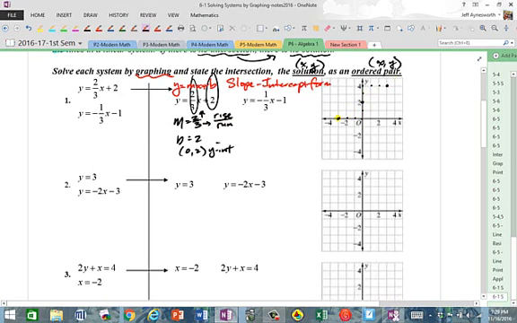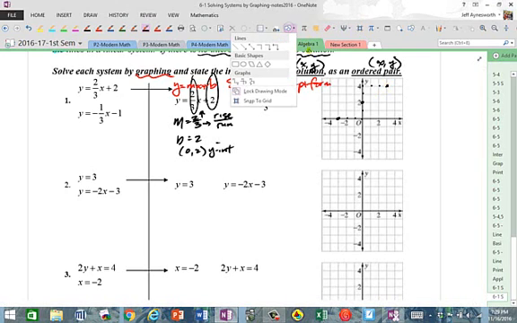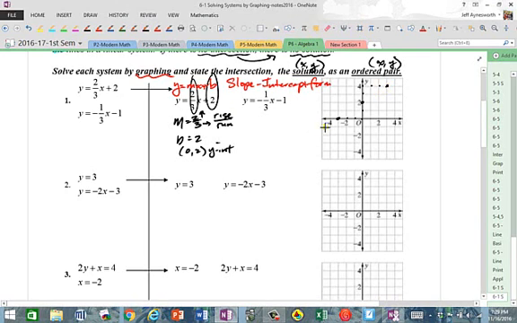1, 2, 3. So notice that we have 3 points that line up on the line, so get your straight edge out, and draw your line right through those points. There we go.